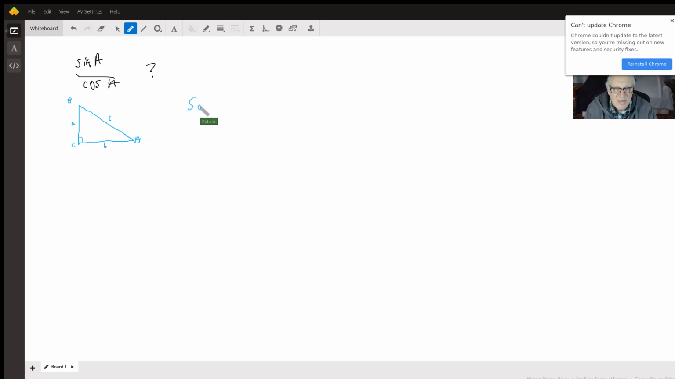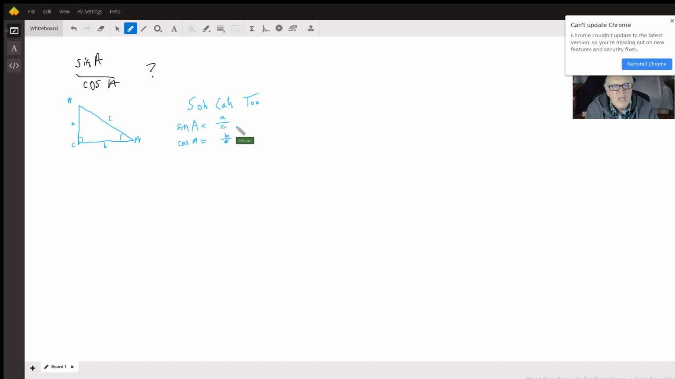In SOHCAHTOA, hopefully you've seen this before, sine is opposite over hypotenuse, cosine is adjacent over hypotenuse, tangent is opposite over adjacent. So if we take the angle A here, we can see that the sine of A is a over c, and the cosine of A is b over c because it's adjacent over hypotenuse.